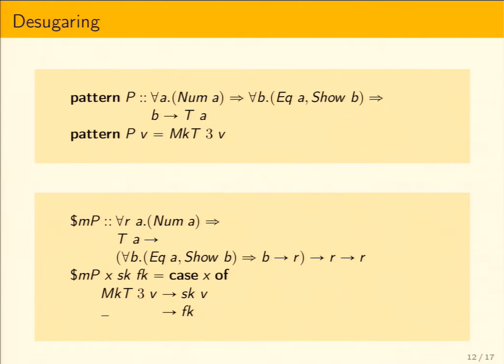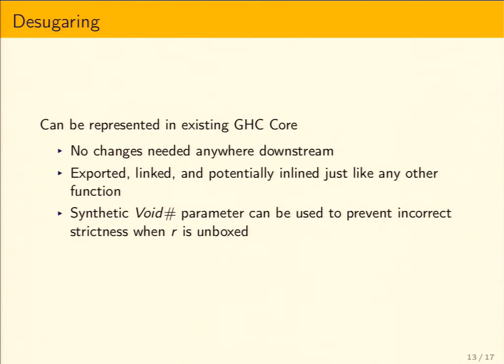And then we do the obvious thing of just running the pattern match and seeing which one to call. So the nice thing about this is that this can be represented with GHC Core without any change whatsoever. So that's what I meant by the backend doesn't need to be changed. And that's useful because it means these are exported and linked and optimized just like any other function.